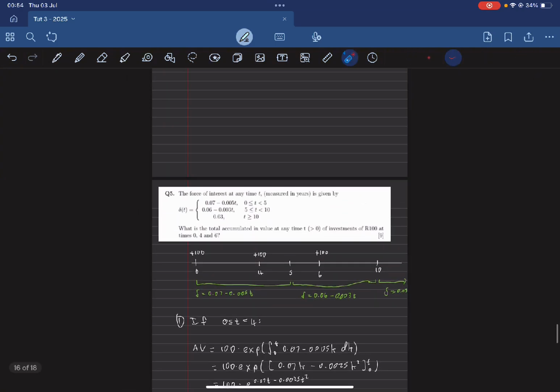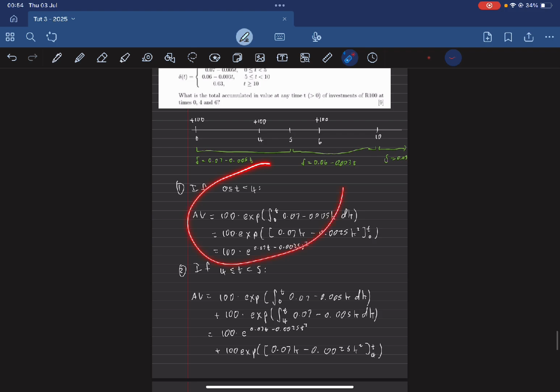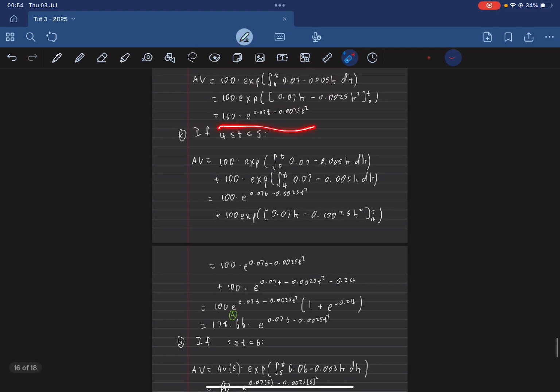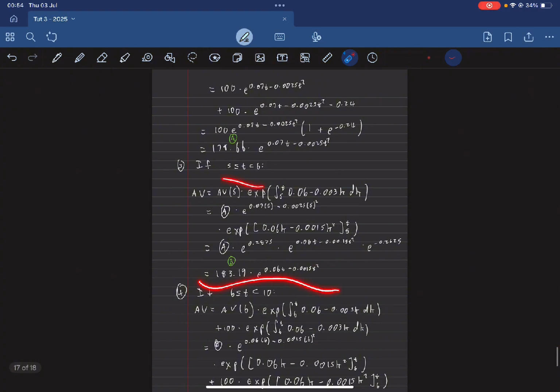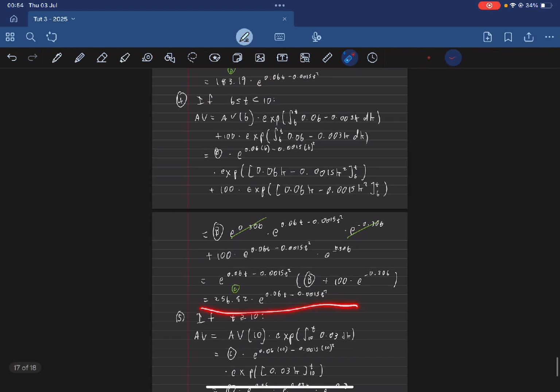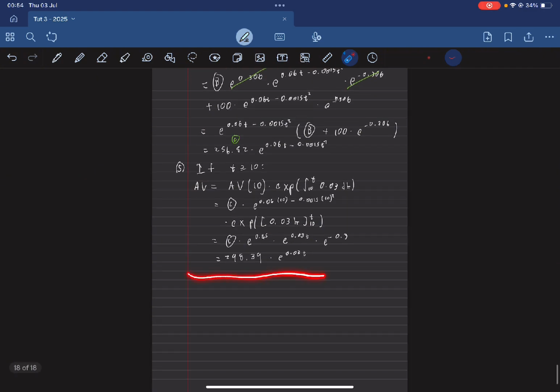We are finally done with this question. So we got this interval if it's between 0 and 4, that's our answer. We got this if it's between 4 and 5. We got this if it's between 5 and 6. We got this if it's between 6 and 10. And we got this if it's 10 onwards.